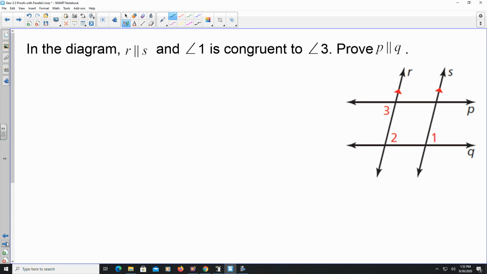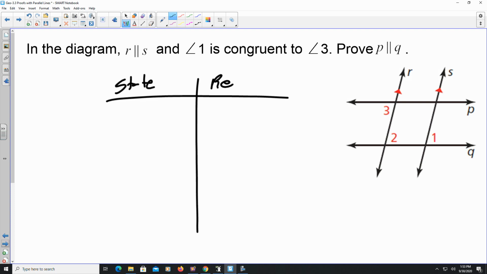In this one here, it says in the diagram, R is parallel to S and angle 1 is congruent to angle 3. They're asking you to prove that line P is parallel to line Q. So we've got our statements and we've got our reasons. First off, we can just write, okay, R is parallel to S. We can say that angle 1 is congruent to angle 3. That is given. And I'm just going to write in hash marks because they gave it to us.